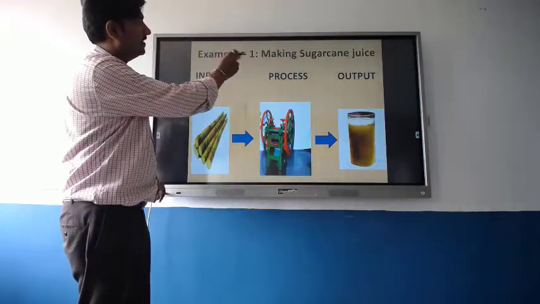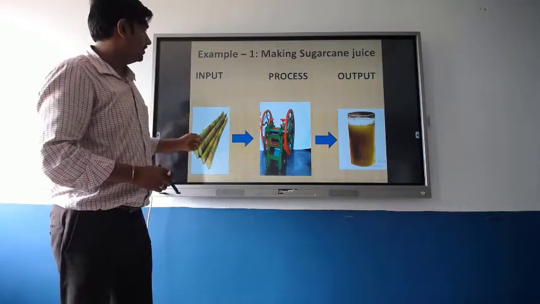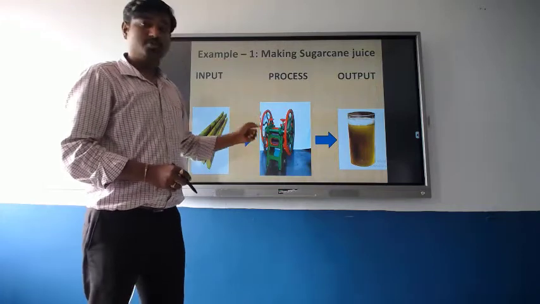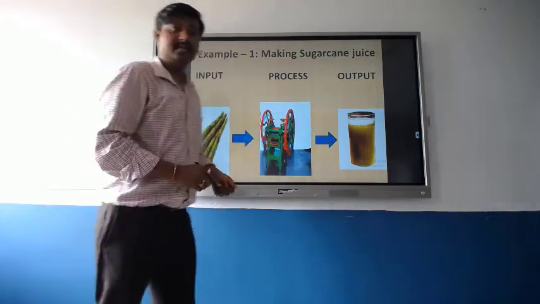Then we have one more example here, making sugarcane juice. Here the input will be the sugarcane, the process is the sugarcane squeezing machine, and the output will be sugarcane juice.